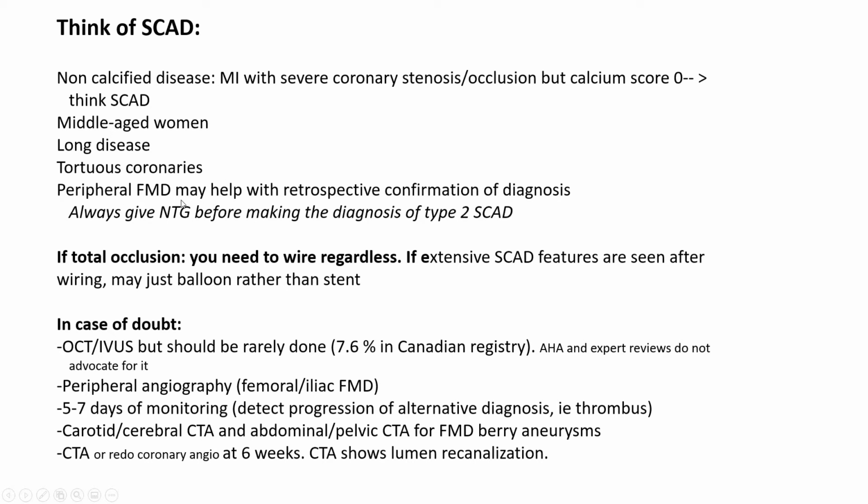Peripheral FMD, fibromuscular dysplasia, may help with retrospective confirmation of diagnosis. And I suggest you do it even during your diagnostic angiogram, whether you're doing it femorally or even radially. You can try to get a descending aorta angiogram and femoral-iliac angiogram, because up to 50% of the patients will have femoral-iliac FMD. Always give nitroglycerin before making the diagnosis of any SCAD, especially type 2 SCAD. If total occlusion, it is a little easier because you need to wire regardless.